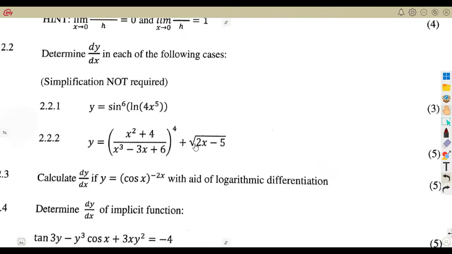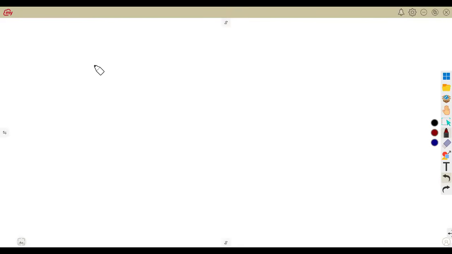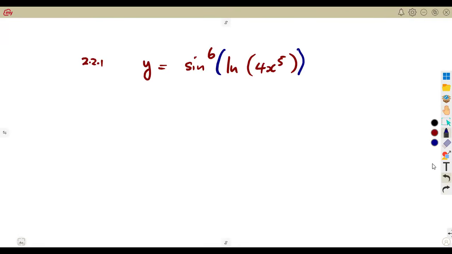2.2. Determine dy/dx in each of the following cases. Simplification is not required on 2.2.1. Let's see what we are given there on 2.2.1. We are given that y is equal to sine raised to the exponent of 6, and we've got the ln of 4x to the exponent of 5, like this, all right? So this is also a bracket. I'm just going to put it like this, a bracket like this, okay?